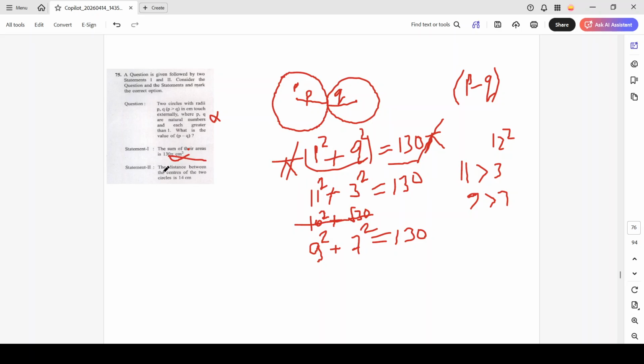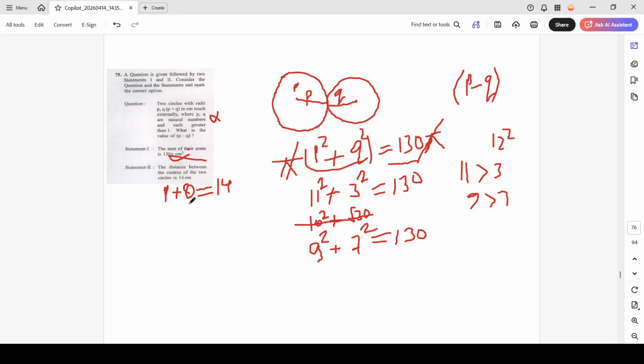Now if we take alone the distance between the centers of the two circles, it is P plus Q. That means P plus Q we have been given as 14. So from here, how can we find out P minus Q alone, using just P plus Q equal to 14? If the sum of two numbers is 14, then the difference could be different.